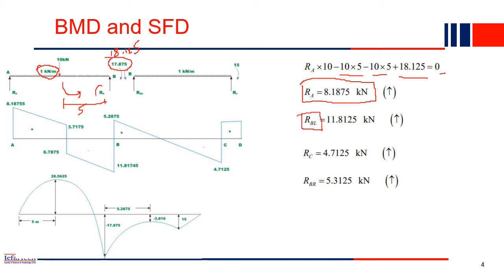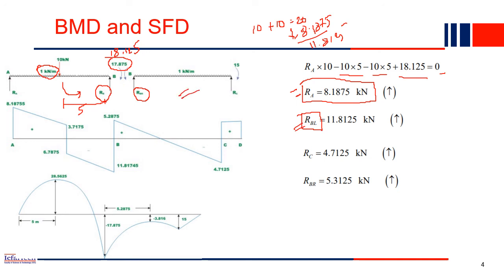Now similarly, find RBL. RB has two portions, right? RBL and RBR. That will be simply the total load minus RA. So what is the total load? The 10 kilonewton acting plus the UDL also acting, 10. So 10 plus 10 is 20, the total load acting downward. RA is taking 8 point something, so what will RBL take? 20 minus 8.1875. Whatever value we get, that is nothing but 11.8125. So that is our RBL.